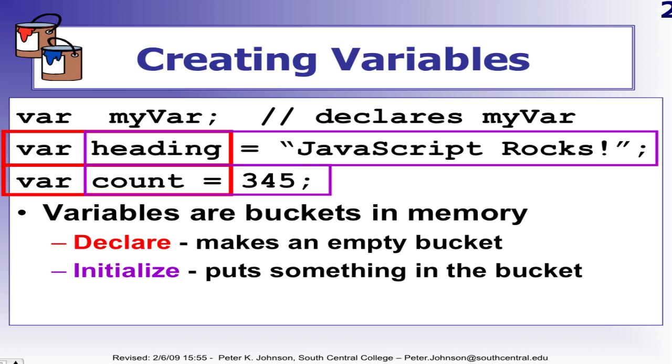You can see what most people call an equal sign. That's our assignment operator. We're basically taking what's on the right side of the assignment operator and putting it into the bucket on the left side. Also notice each of these lines ends in a semicolon.